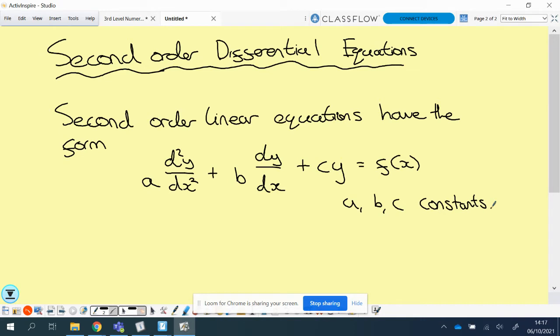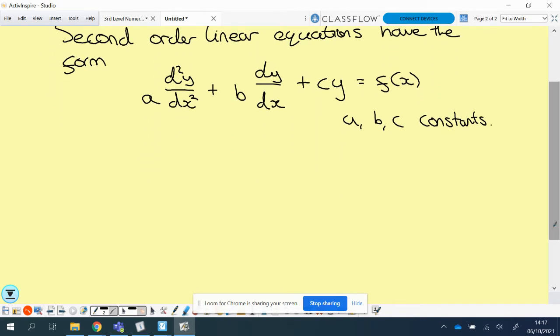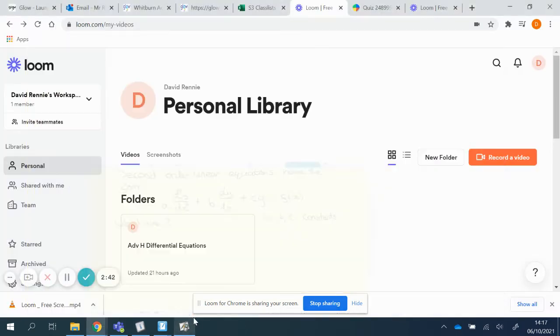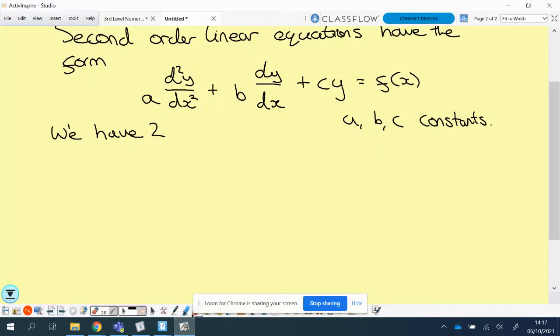So what we have is we've actually got two cases of second order equations in here, and it namely comes down to the f of x function. So we have two cases of second order equations.